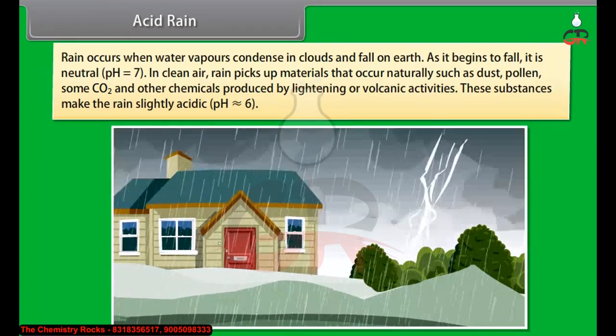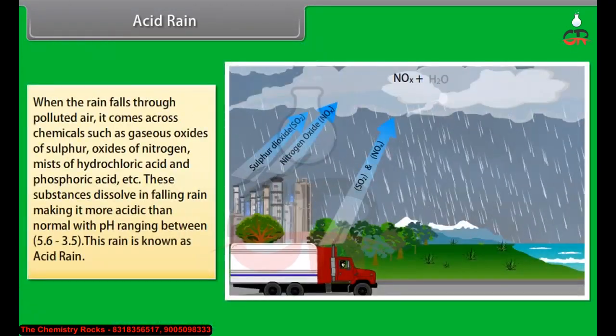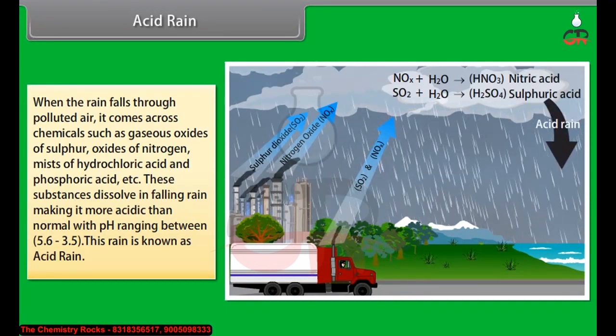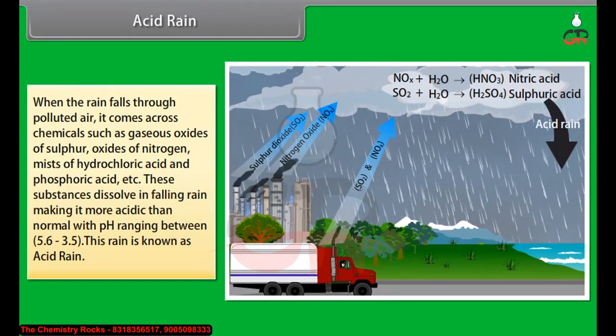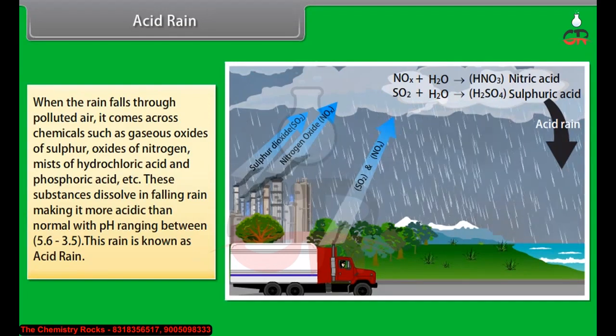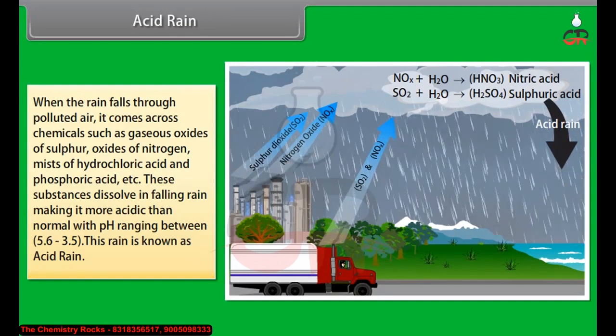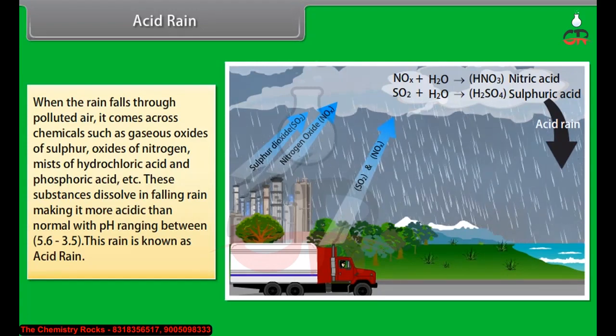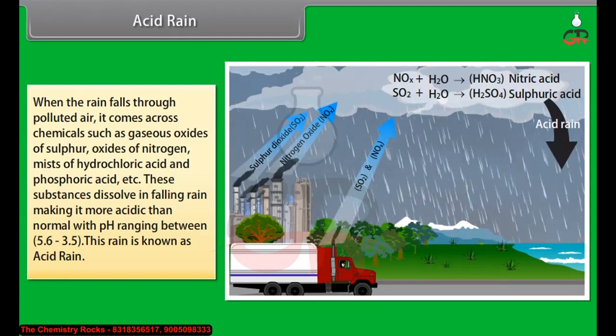When the rain falls through polluted air, it comes across chemicals such as gaseous oxides of sulfur, oxides of nitrogen, mists of hydrochloric acid and phosphoric acid, etc. These substances dissolve in falling rain, making it more acidic than normal, with pH ranging between 5.6 to 3.5. This rain is known as acid rain.